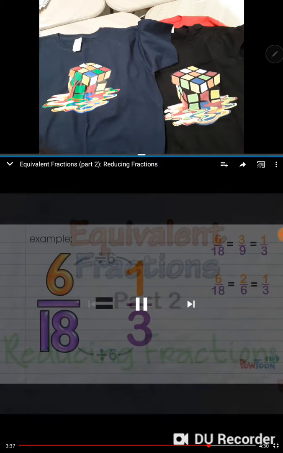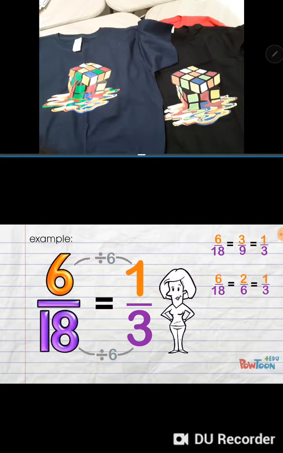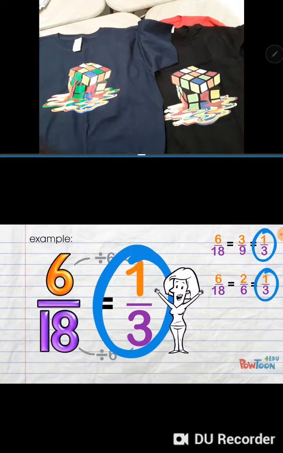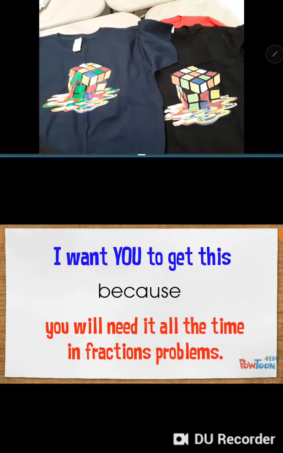Here she is. What a great accent she has. You can reduce a fraction in more than one step till it won't reduce anymore, or you might be able to get there in just one shot. However you reduce it, the final answer in its lowest terms will be the same. Please make a note of this in your math journal so it makes sense to you. I want you to get this because you're going to need it all the time in fractions problems.